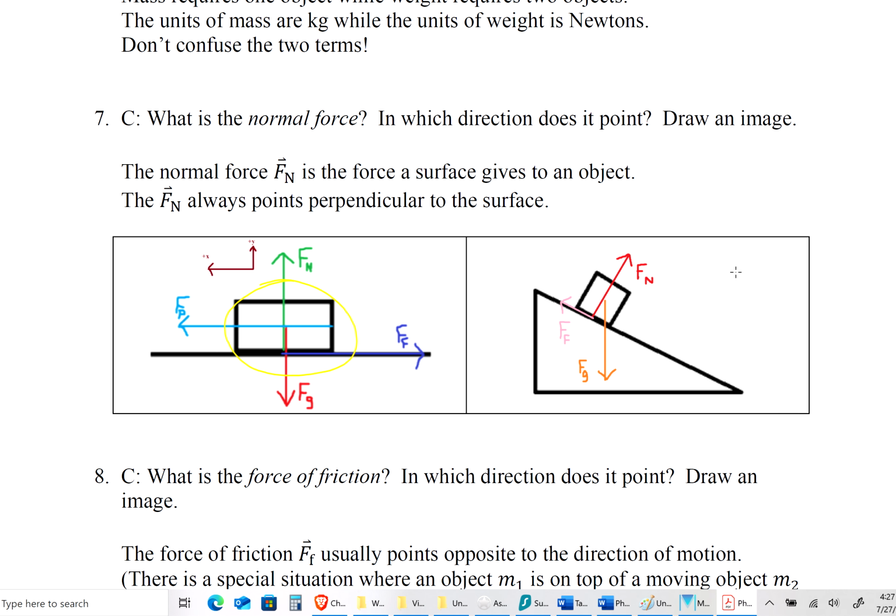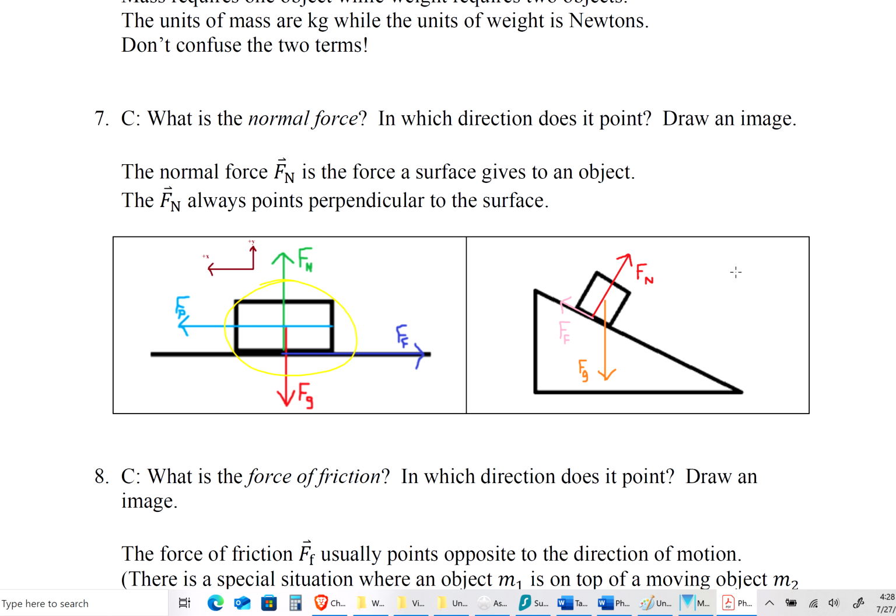Question number 7. What is a normal force? The normal force is the force a surface gives to an object. The normal force always points perpendicular to the surface. So look at the image on the left. You have a box on the ground. The force of gravity pulls the box down. The normal force pushes the box up, 90 degrees from the surface.